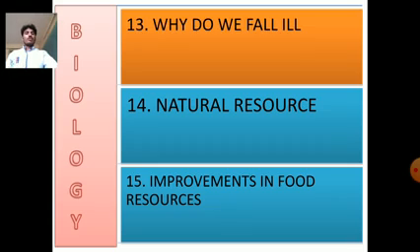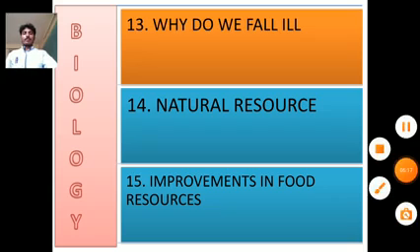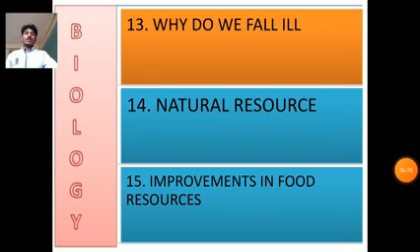Next one is the biology topics. In biology, it contains three major topics. The first one is why do we fall ill? In this chapter, we learn how diseases are spread and what the causes of diseases are, and the infections of diseases.